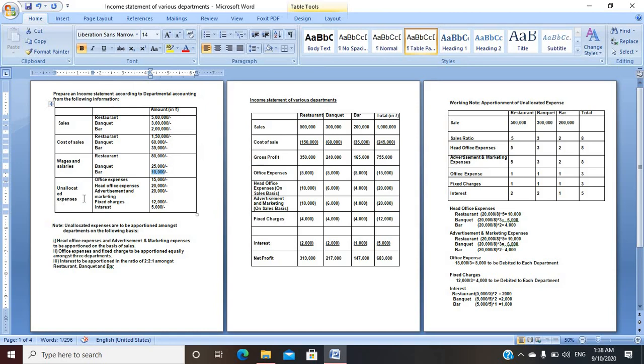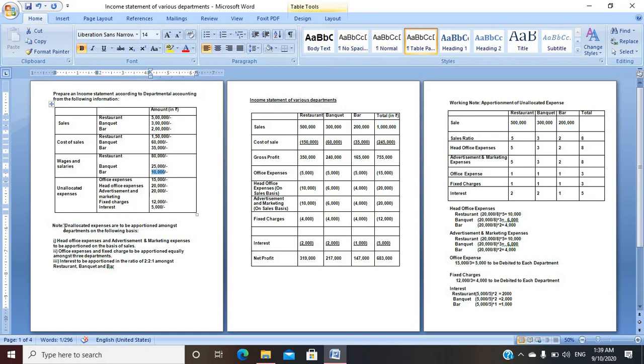There is another column here, a little bit different from other questions, right? So unallocated expenses. What are these unallocated expenses? Which are not divided properly. Allocated means which are divided or apportioned like this. And three setups we have: restaurant, banquet, bar. Sales has been divided, cost of sales has been divided, wages and salaries are divided. But these expenses, which are part of the question, are not divided.